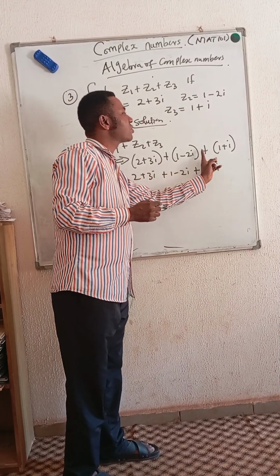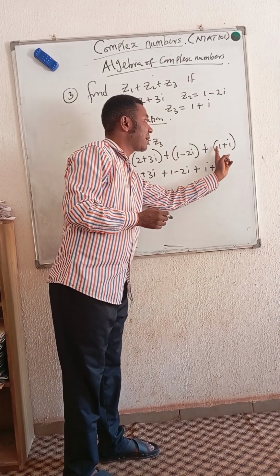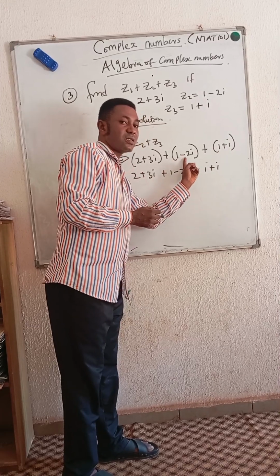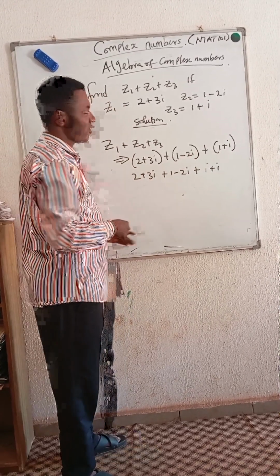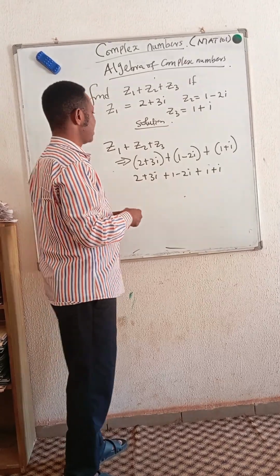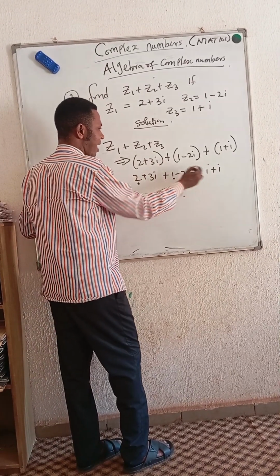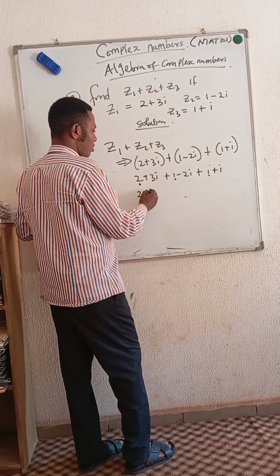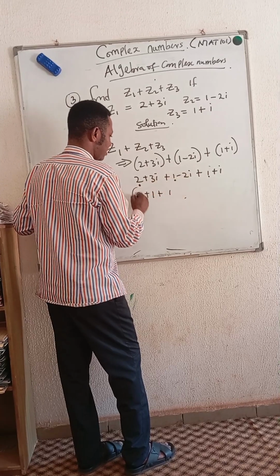When it's minus, the minus would have affected the sign of the 1 and then plus i. Likewise for this one. But because it's plus, we can just remove all the brackets to make it very easy for us. Now, what are we going to do? These are the real parts, real here, real here, real here. So let's add up the real first. So 2 plus 1 plus 1.